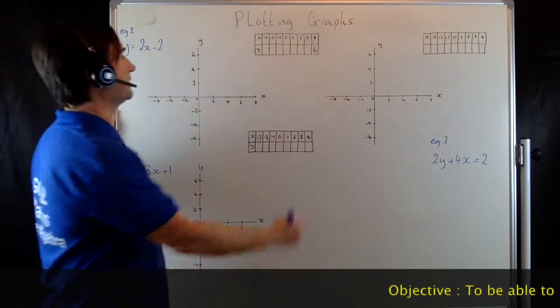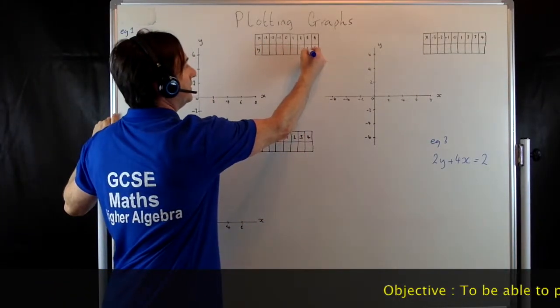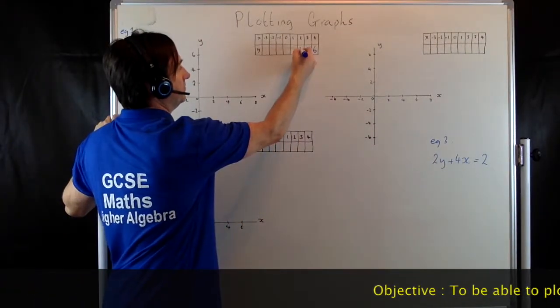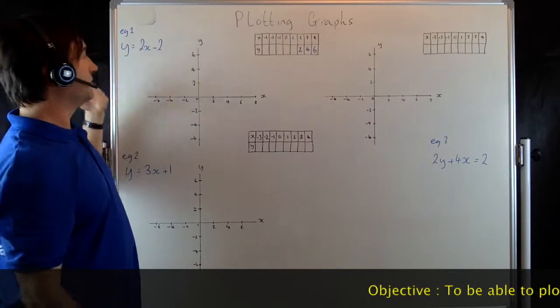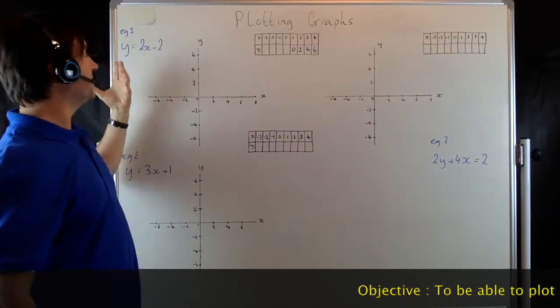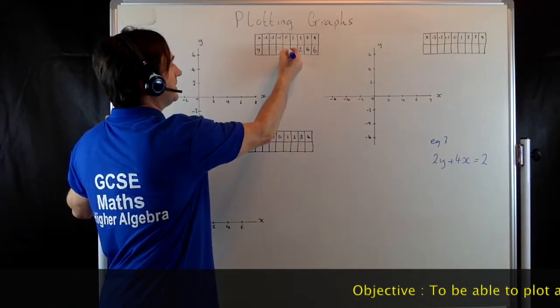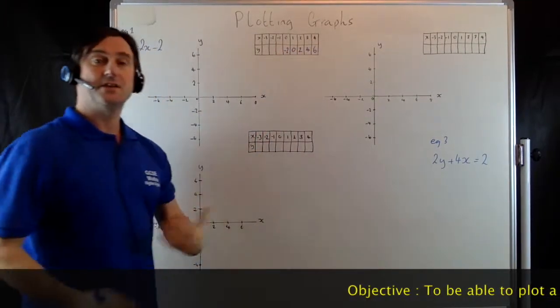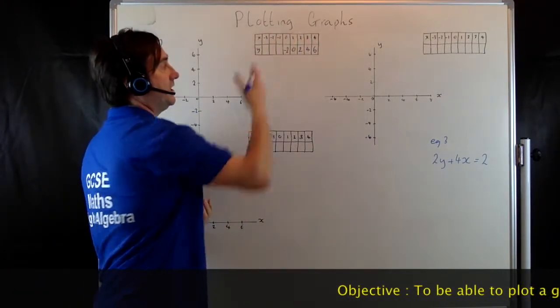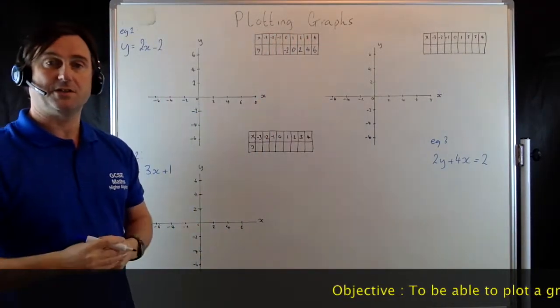2 3s are 6. Take away 2 is 4. Put 2 in. 2 2s are 4. Take away 2 is 2. 2 1s are 2. Take away 2 is 0. 2 times 0 is 0, take away 2 is -2. By this time you should be able to see that there's a pattern developing here. It's a straight line graph, so it's going down in equal amounts each time. It's going down by 2.